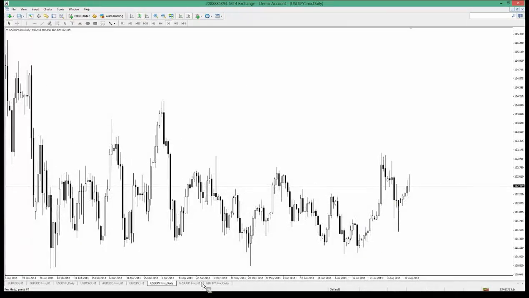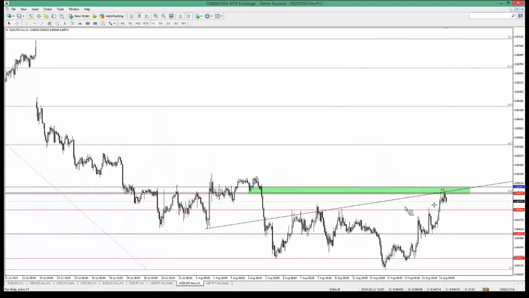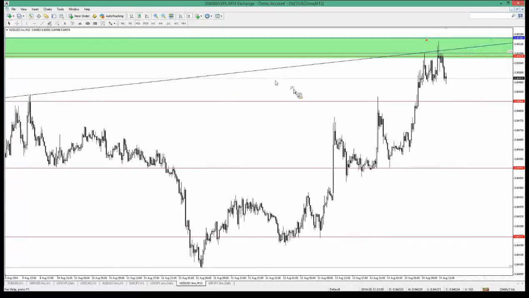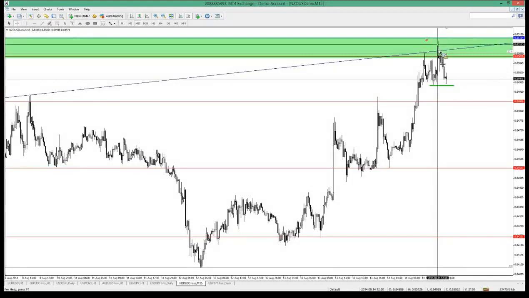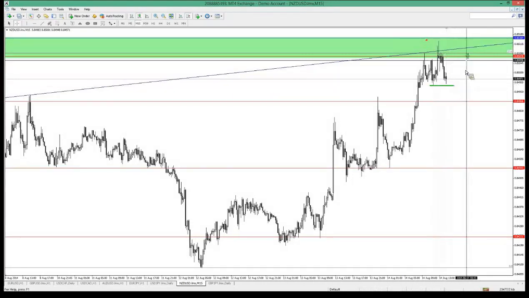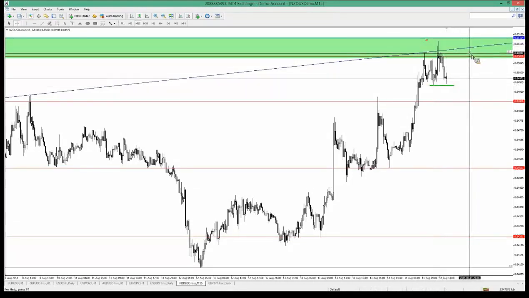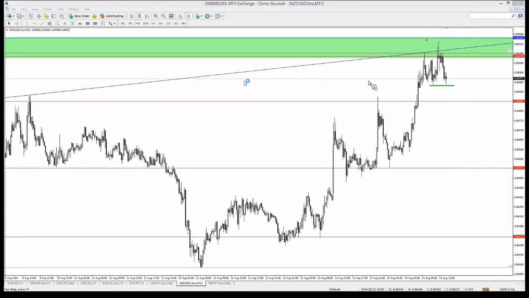Any other questions, guys? This Aussie, this New Zealand dollar, what I'll be watching for this one is obviously coming off here. If we break below this low, this is obviously just on a side note. If we break below here, then we can look for a possible pullback. Okay. Have a look at your screenshot here.